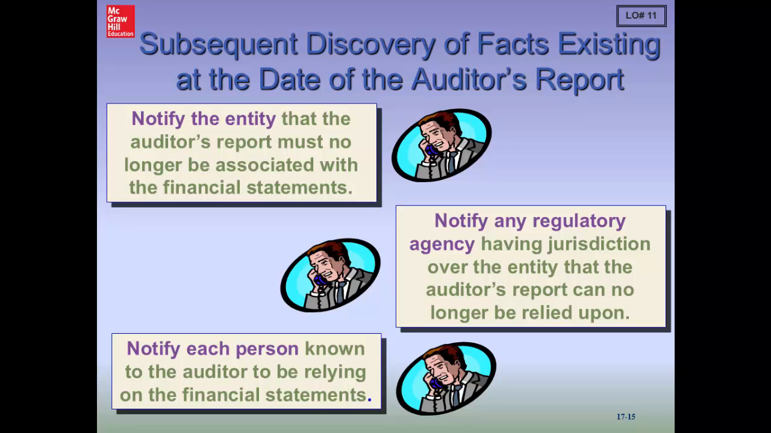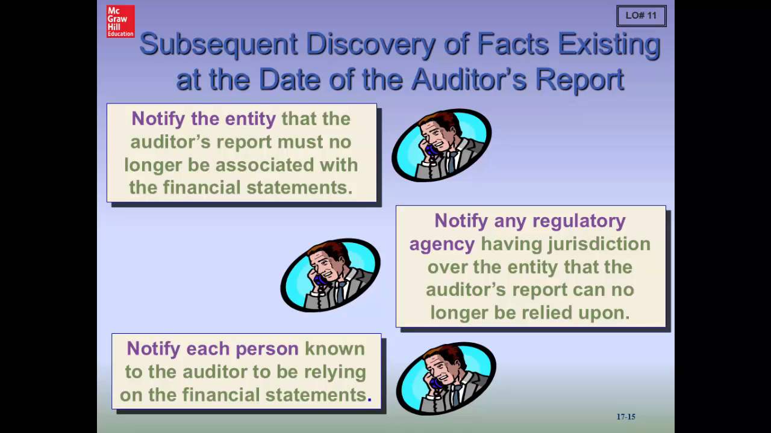And again, fraud is probably the key issue that we would see here, which is why we want to have that management representation letter available and signed that basically shifts the responsibility back to management. But what we see here is that if in fact there is a subsequent discovery of facts that apply to the audit that we just completed, what we need to do is to notify the entity that the audit report must no longer be associated with the financial statements, notify any regulatory agencies having jurisdiction over the entity, and then notify each person known to the auditor to be relying on these financial statements.